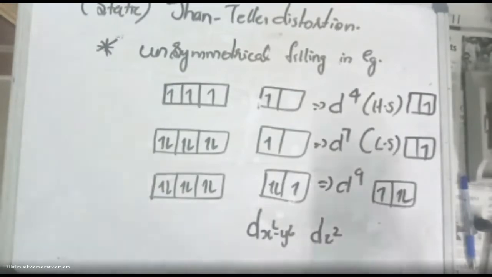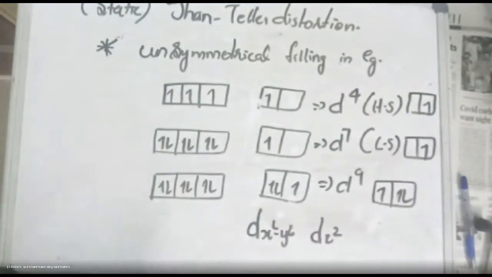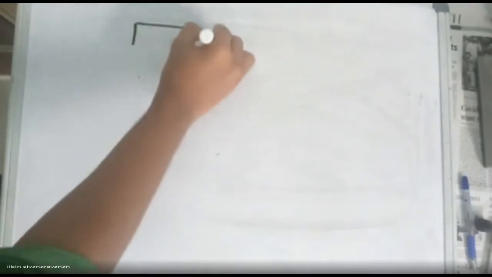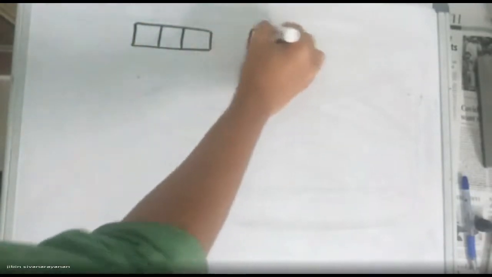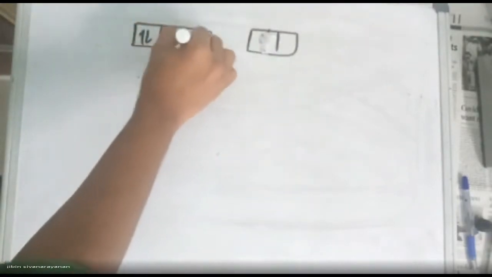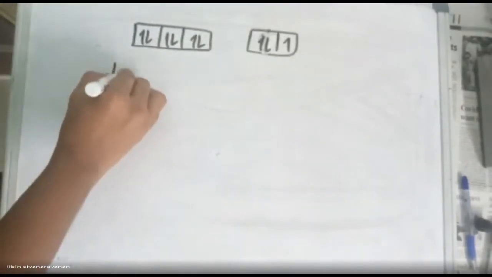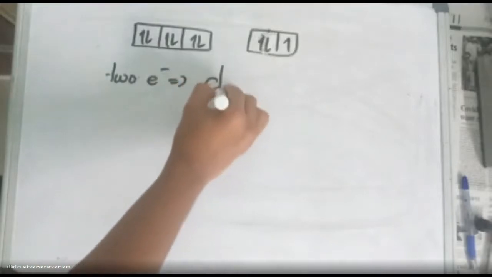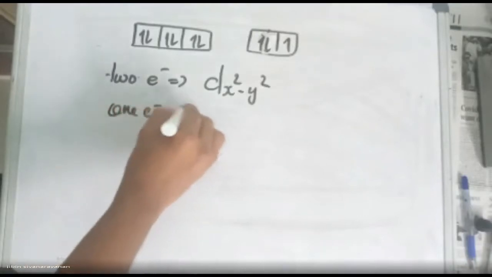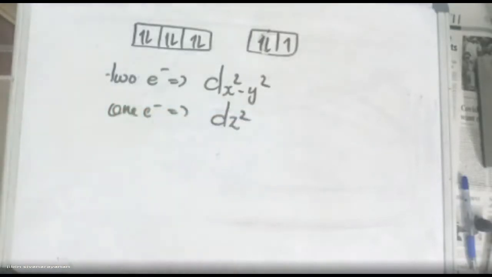Okay, so now this is the case, and now I am going to choose any one. We can take that d9 configuration. Now, two electrons are in dx²-y². One electron is in dz².